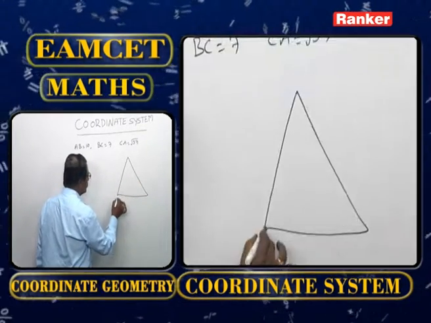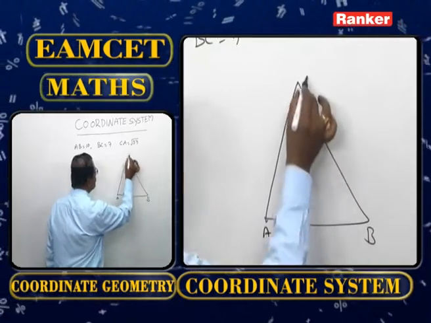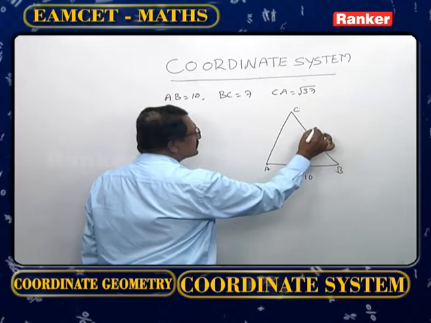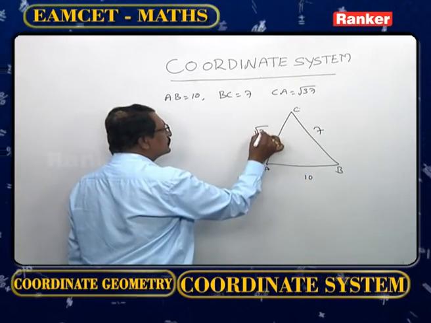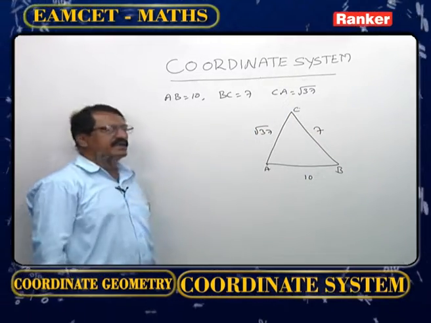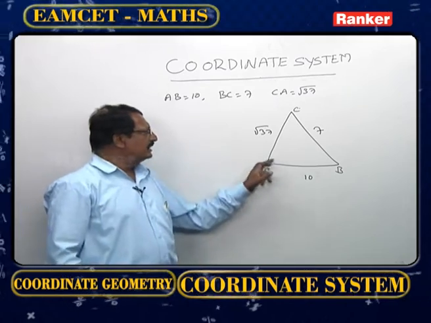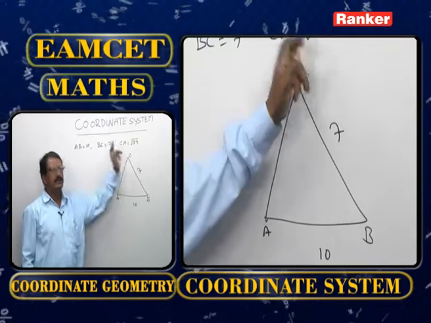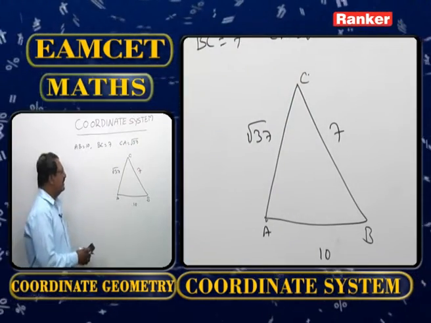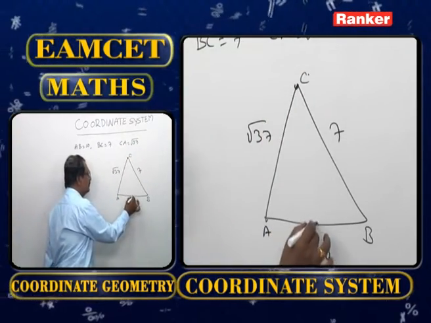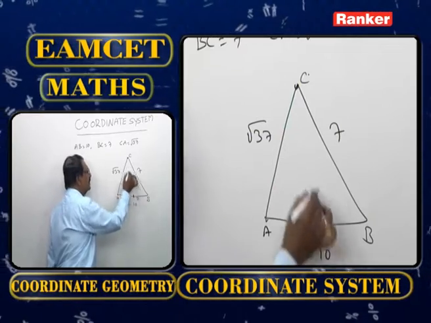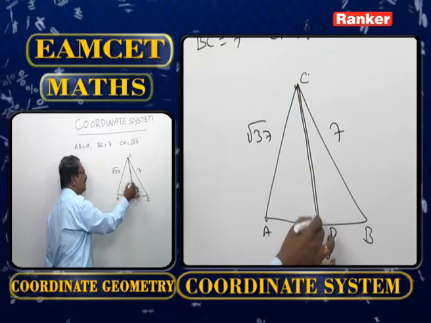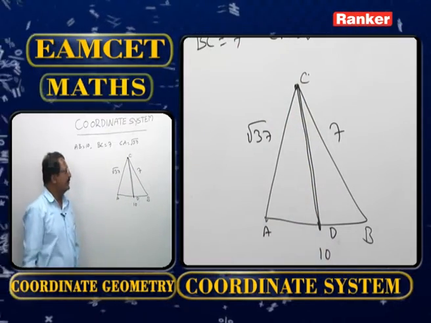Consider triangle ABC. The length of the side AB equals 10, BC equals 7, CA equals root 37. The lengths of the sides of the triangle ABC are given. Now we require the length of the median through the vertex C. Consider the midpoint of AB as D. We require the length of the median CD.